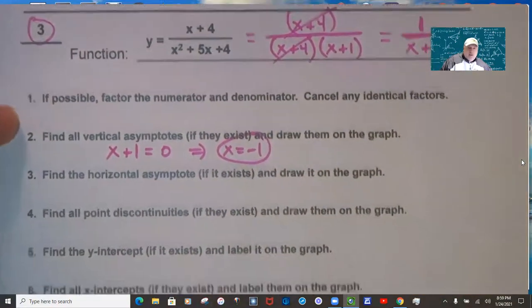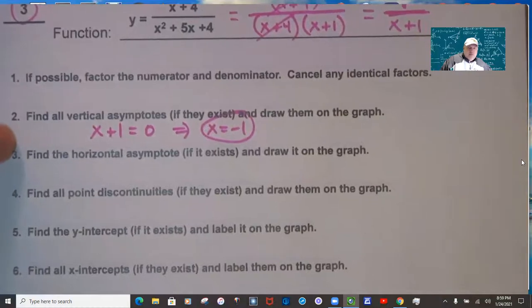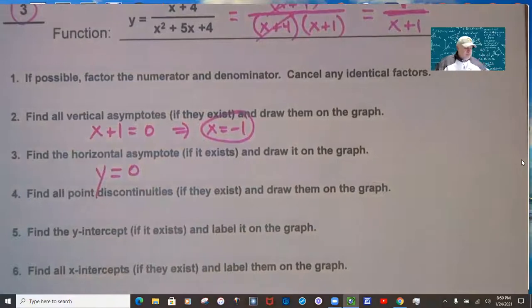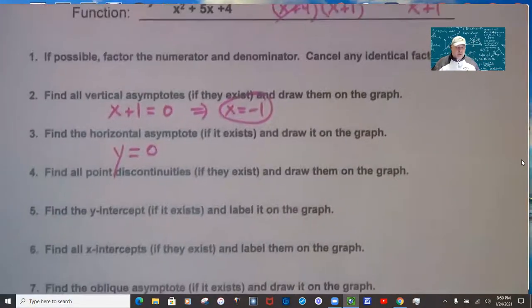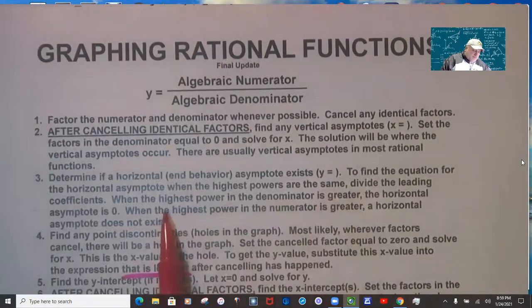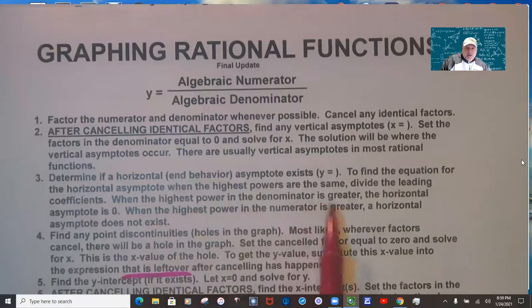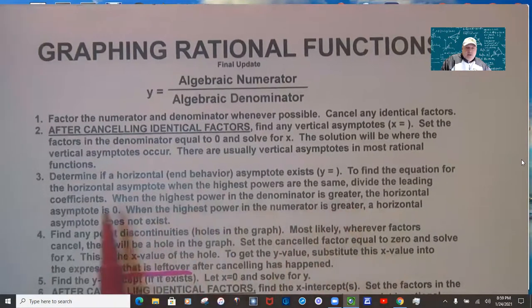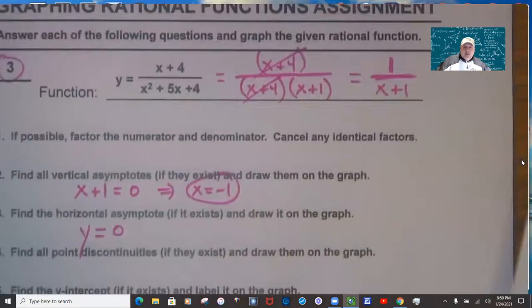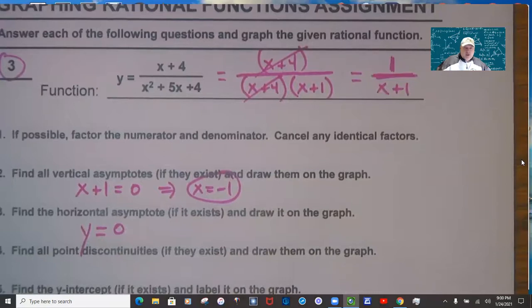It's after canceling. Find any horizontal asymptote. So the horizontal asymptote is 0. You have to read, this number 3 is the hardest one because there's 3 possibilities. So it's not the first one. Okay, it's the second one, when the highest power in the denominator is greater, the horizontal asymptote is 0. So if you don't see an x in the numerator, but you do in the denominator, it's 0.